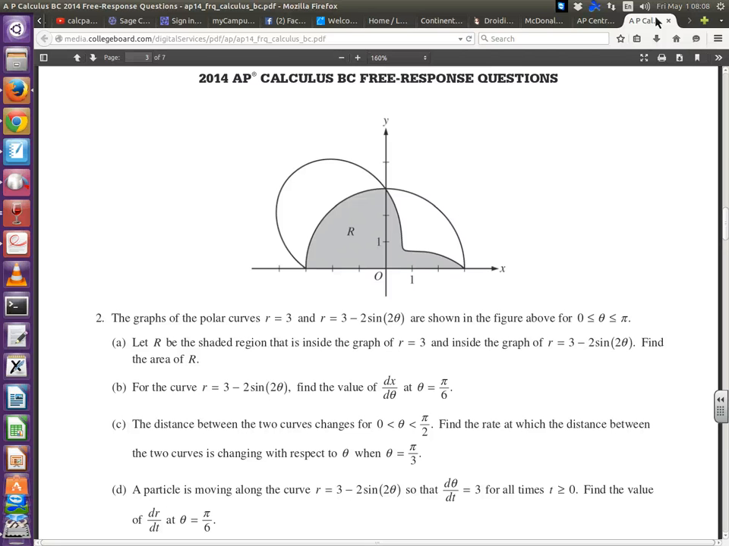Wait, dx is the same as r? No, x equals r cosine theta. Remember we talked about parametrizing a polar graph yesterday? So if you have r of theta, but you need x, you do r cosine. If you need y, you do r sine, right? Okay, so let's do it.